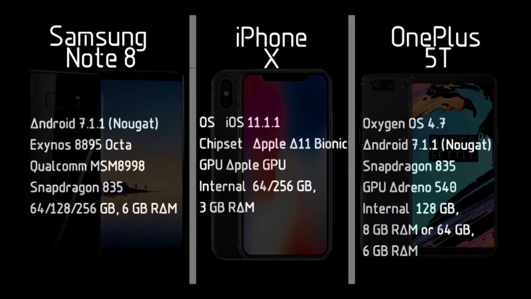Moving on to the OnePlus 5T, this device comes with the Android 7.1.1 Nougat as a pre-installed version of Android. The UI on this device is Oxygen OS 4.7, which is the company's very own. The processor chip in this device is the Snapdragon 835. The GPU is the Adreno 540. You can get this device with the internal memory of 128GB with the 8GB RAM model, or the 64GB with the 6GB RAM model. Although the speed of the Note 8 and OnePlus 5T are fast, the OnePlus 5T somehow proves to handle multitasking better due to the RAM and bloat-free software. However, as the OS of the iPhone is optimized, it's in a league of its own.